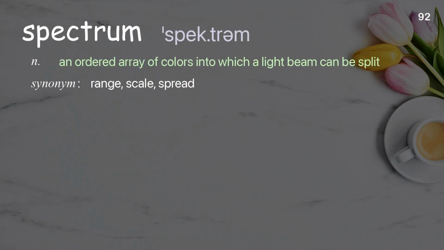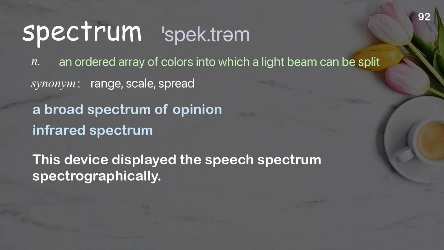Spectrum. An ordered array of colors into which a light beam can be split. Examples. A broad spectrum of opinion. Infrared spectrum. This device displayed the speech spectrum spectrographically.